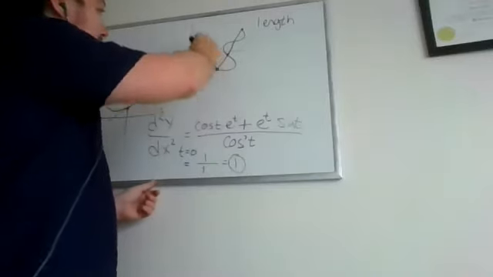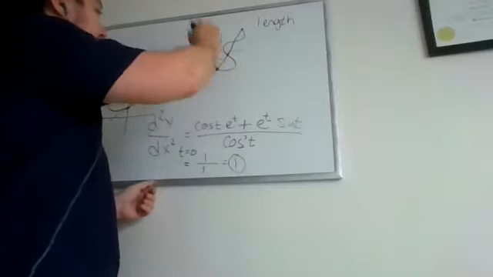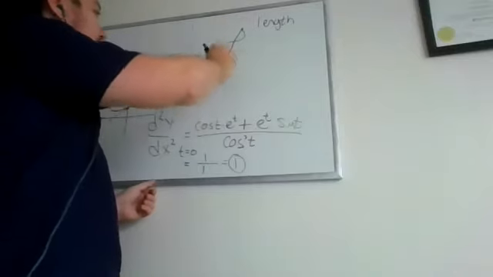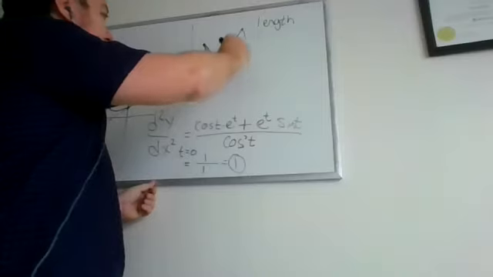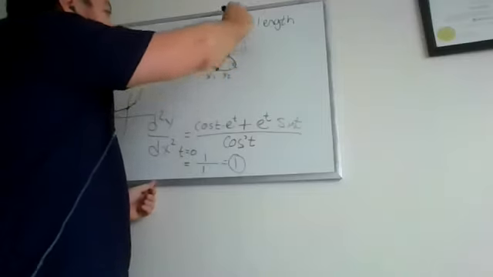So let's look at this triangle right here. This is our change in x, our change in y. Here we have our second x value and our second y value. And then here we have our third.